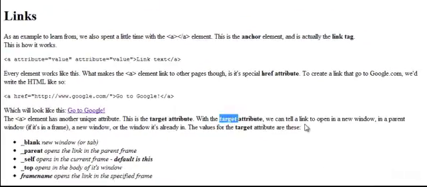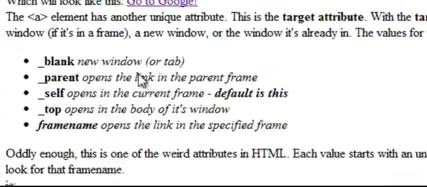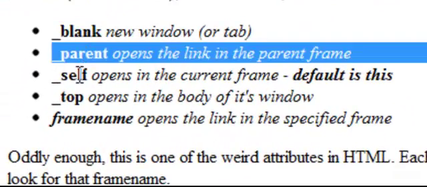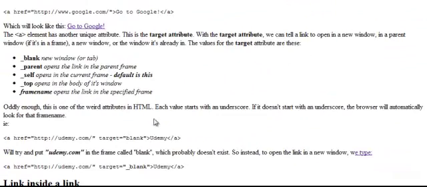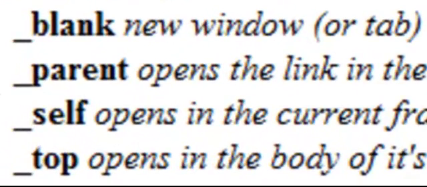With a target attribute, we can tell the link to open in a new window, in a parent window if it's currently in a frame, or the window it's already in. The values for the target attribute are the following: _blank, _parent, _self, _top, or a custom frame name. Oddly enough, this is one of the weird attributes in HTML. Each value starts with an underscore. If it does not start with an underscore, the browser will automatically look for the frame name.